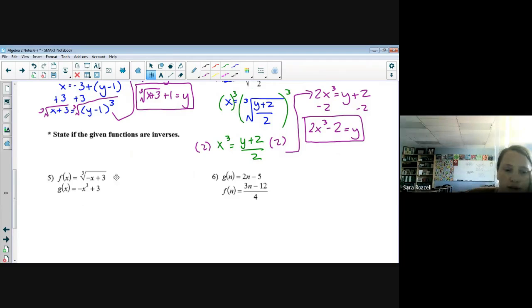You would end up with the same thing, no matter what. So we are going to find the inverse of this. If we end up with this bottom equation, we know they're inverses. If we don't end up with that bottom equation, they're not inverses. So I'm going to write it: y equals the cubed root of negative x plus 3.